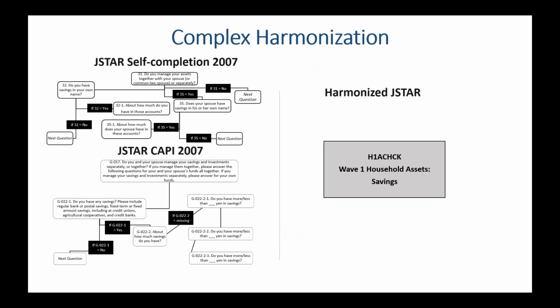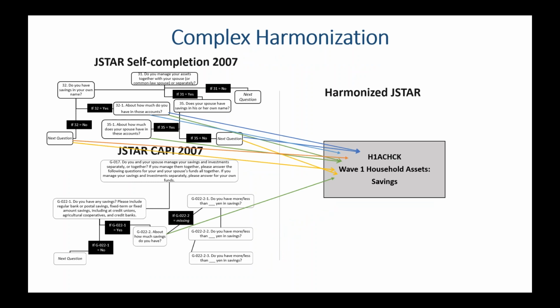I'm not going to walk through this in the same detail, but this is the skip pattern in which JSTAR in 2007 asks about how much wealth people have in savings accounts. And JSTAR actually uses two different surveys. They first use a self-completion survey, which is sent to the respondent before the interview actually comes to their house. And then once they fill that out and an interviewer comes to their house, that changes the questions the interviewer asks. So you can see there are a lot of different ways that people can be asked this question.